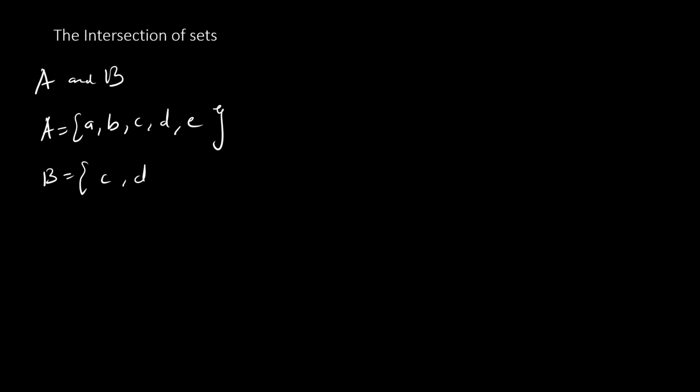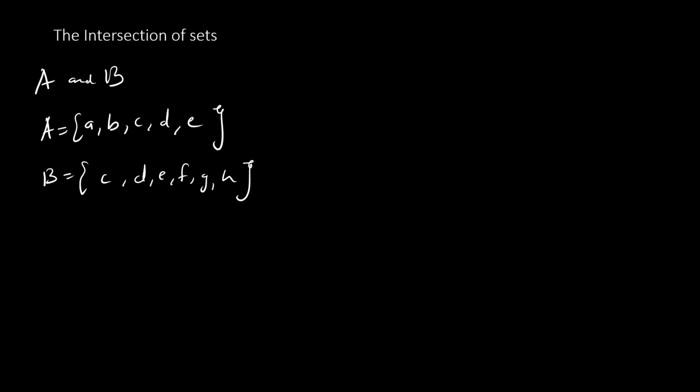Given that we have two sets A and B, the intersection of A and B is a set which consists of the elements that are both in A and in B. Let me take that again. The intersection of A and B is a set which consists of all the elements that are both in A and B. For example, we have set A, which equals A, B, C, D, and E, and we have set B, which equals C, D, E, F, G, and H.